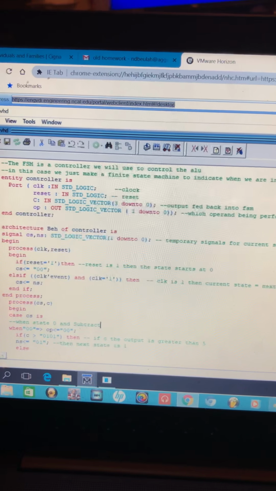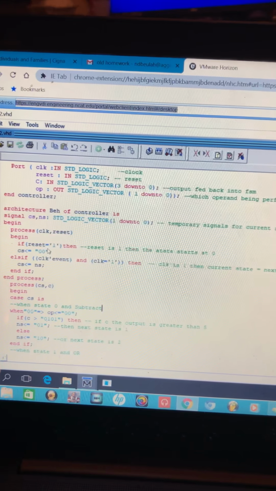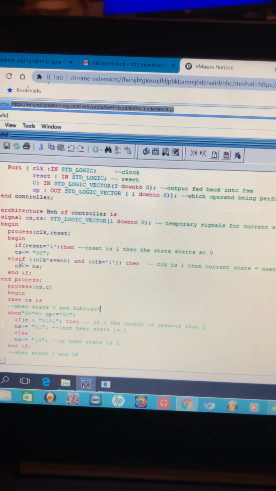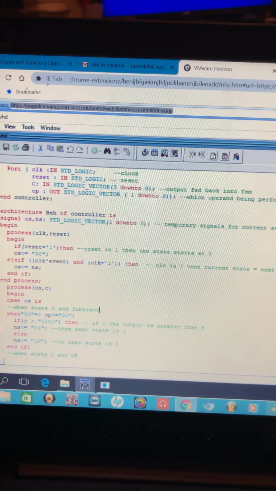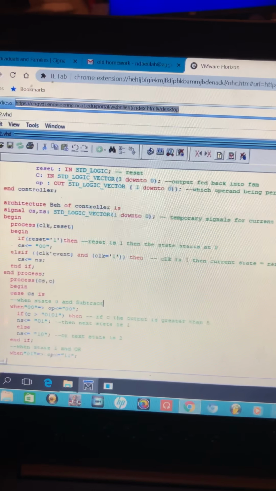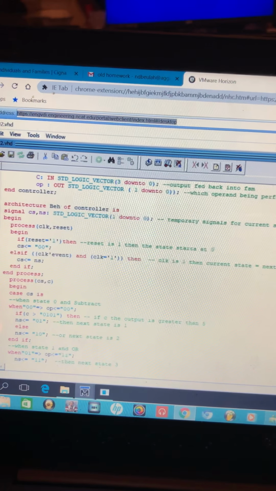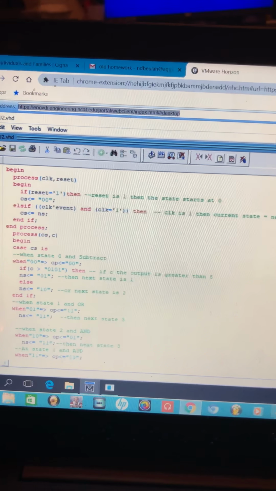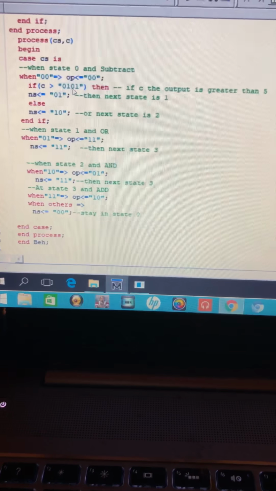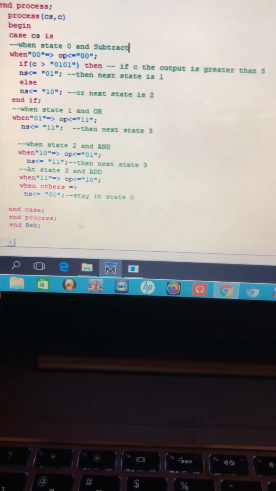So for the behavior of my controller, I have a process for my clock and reset. So when reset is equal to 1, then it will go back to state 0. And if my clock is 1, meaning on the rising edge, then my current state will go to my next state. And as far as my process for my current state and next state, so for example, if I have C to be greater than 5, then it will go to my next state, and so on and so forth for each state.